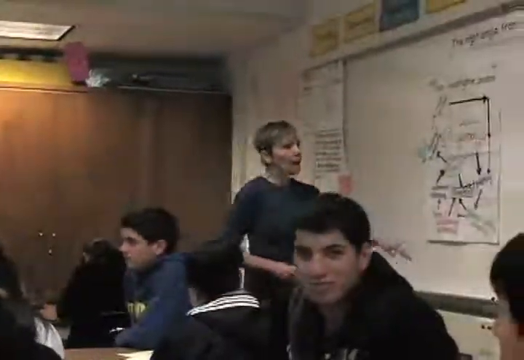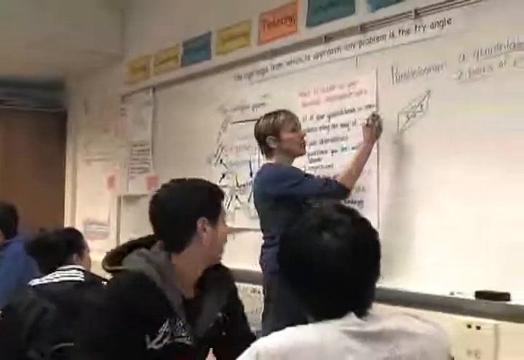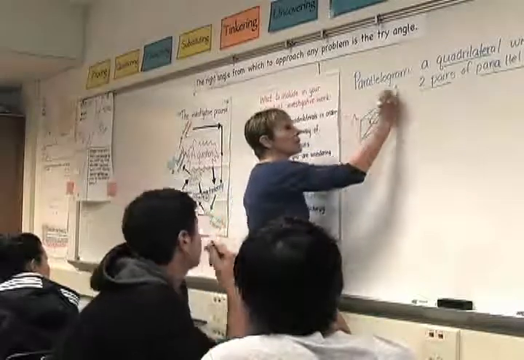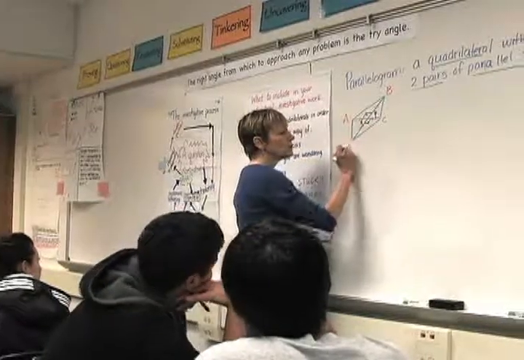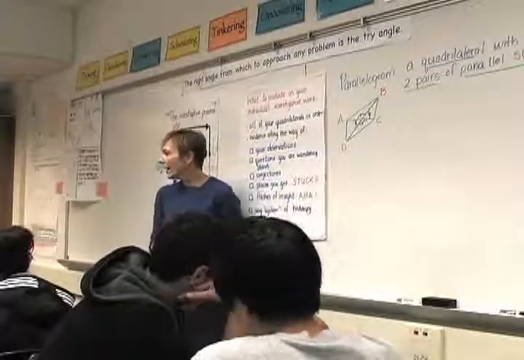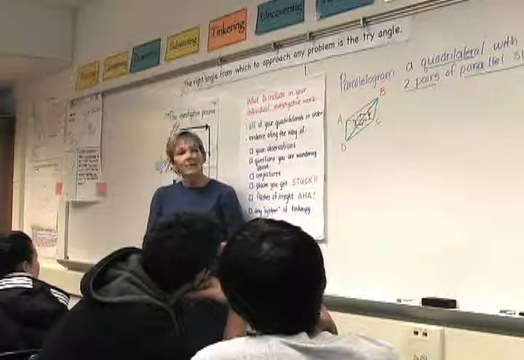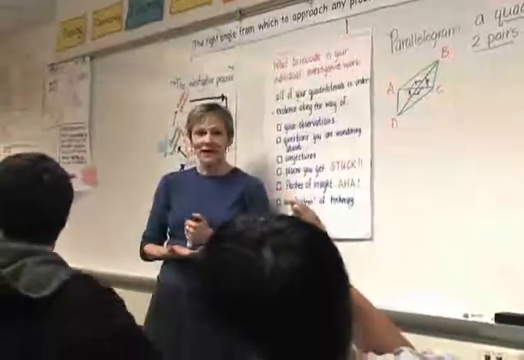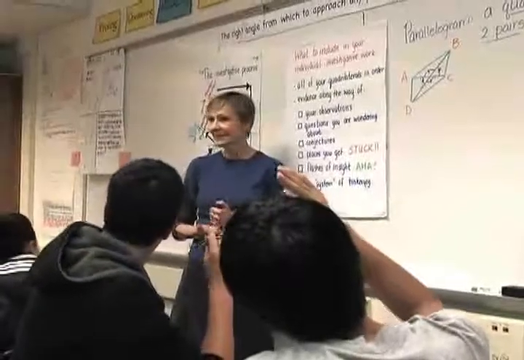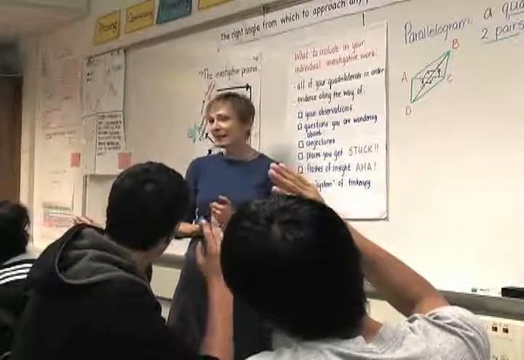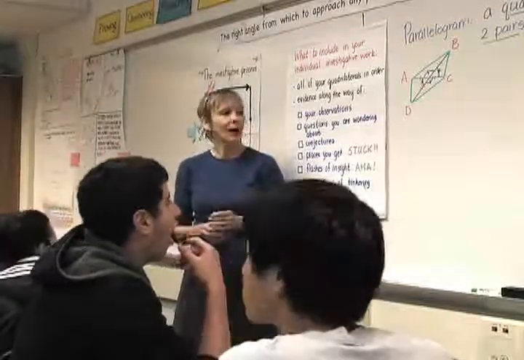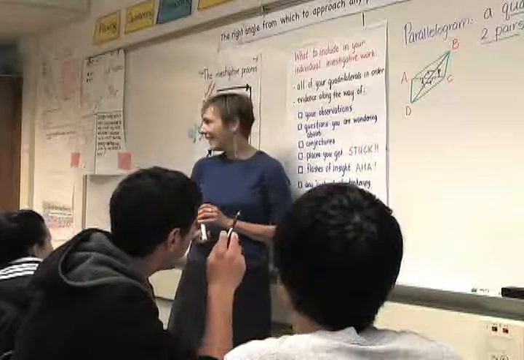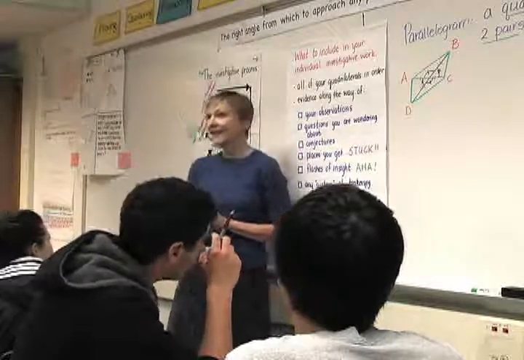On your test, there were several problems where the vertices were labeled, and people would talk about angle C. Why might that be a problem? Sage, why? There's more than one angle C. How many angle Cs are there? Two? Are there? There's three? How? I think there's just two.